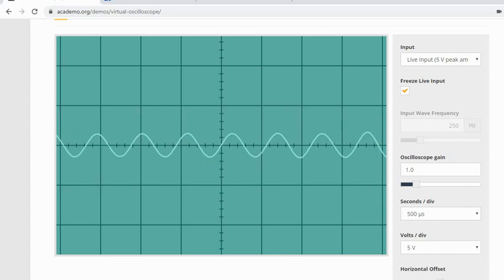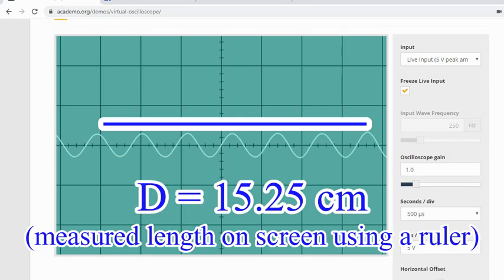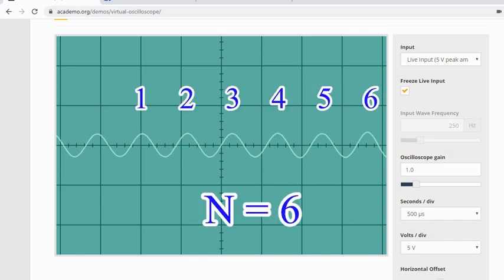And now I'm going to try to measure the frequency of this particular wave. When I do this, I'm going to measure the wave from the full crest that I can see on the left, all the way over to the full crest that I can see on the right. And that looks to me like about 15.25 centimeters. All right, now I'm going to count the number of waves. 1, 2, 3, 4, 5, 6. So big N is going to be 6.